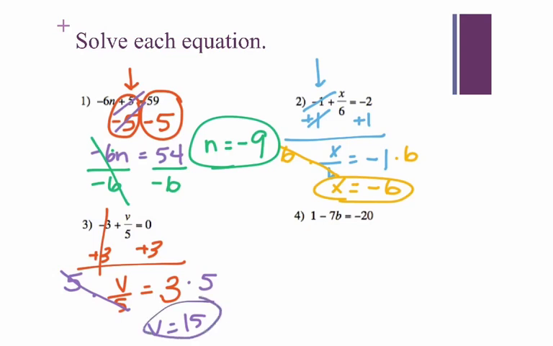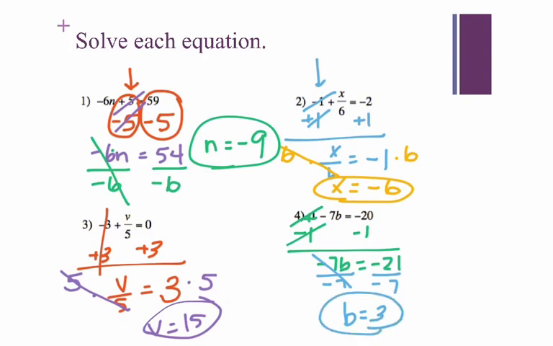And the last one here, I have to get rid of this positive 1 that's out front right now, right? Because it's a positive, there's nothing in front of it. So the inverse would be to subtract 1 from both sides. So negative 7b is equal to negative 20 minus 1. We're going more negative, would be negative 21. Then I have to get rid of multiply by negative 7. So the inverse would be to divide by negative 7. So b is equal to a negative divided by a negative is a positive. 21 divided by 7 is 3. So b is equal to positive 3.